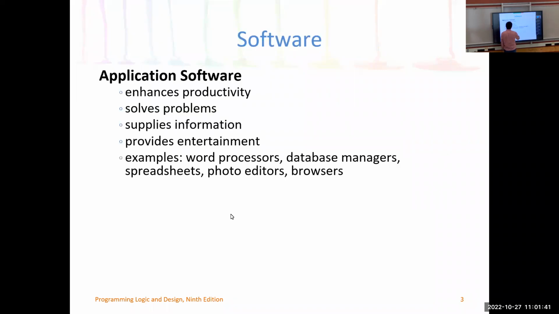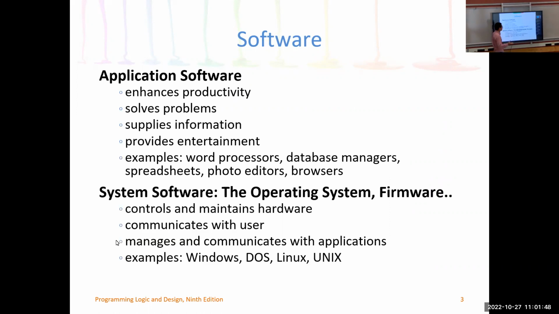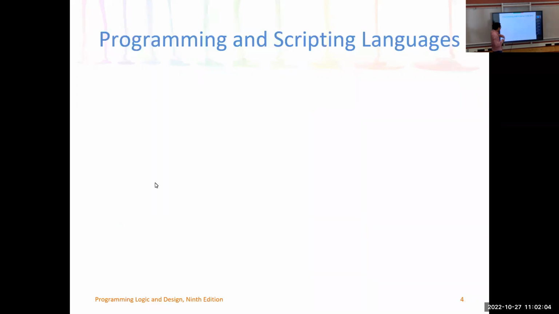Also, in software, you have two types of software. You have application software and you have system software. Application software is everything that enhances productivity. You can think about Photoshop or Microsoft Word or whatever it is. The second one is system software, which controls the hardware and interfaces with the end user. You can think about the operating system or firmware.